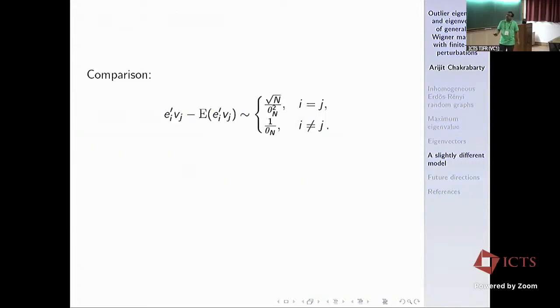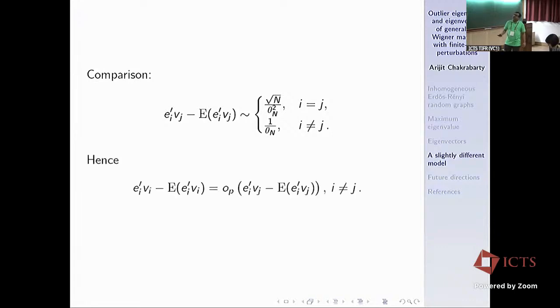Okay, so just a quick comparison between the two cases, i equal to j and i not equal to j. When i equals j, the order is root n by theta n square, and when i is not equal to j, the rate is 1 over theta n. And it so happens that this is much smaller than this.